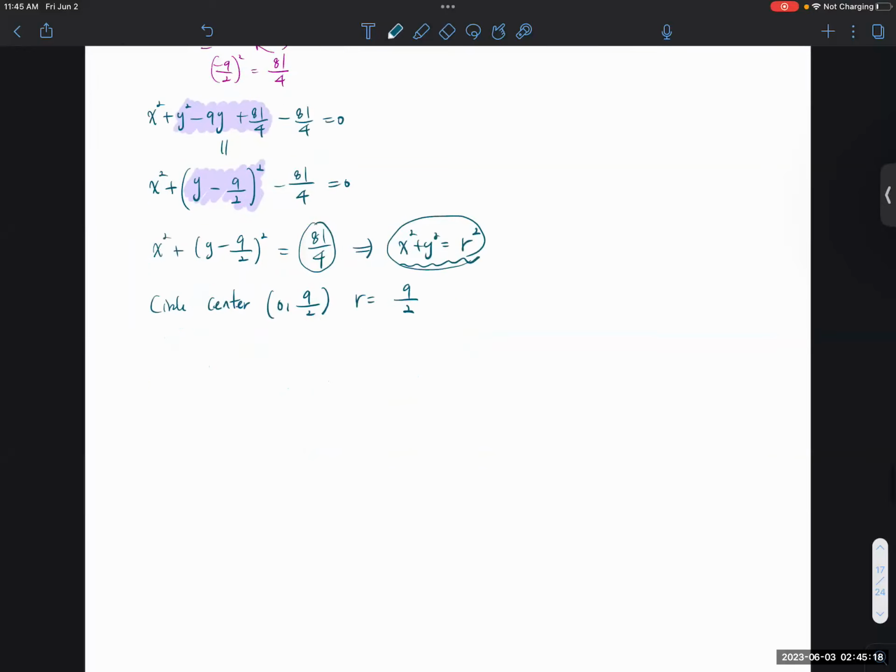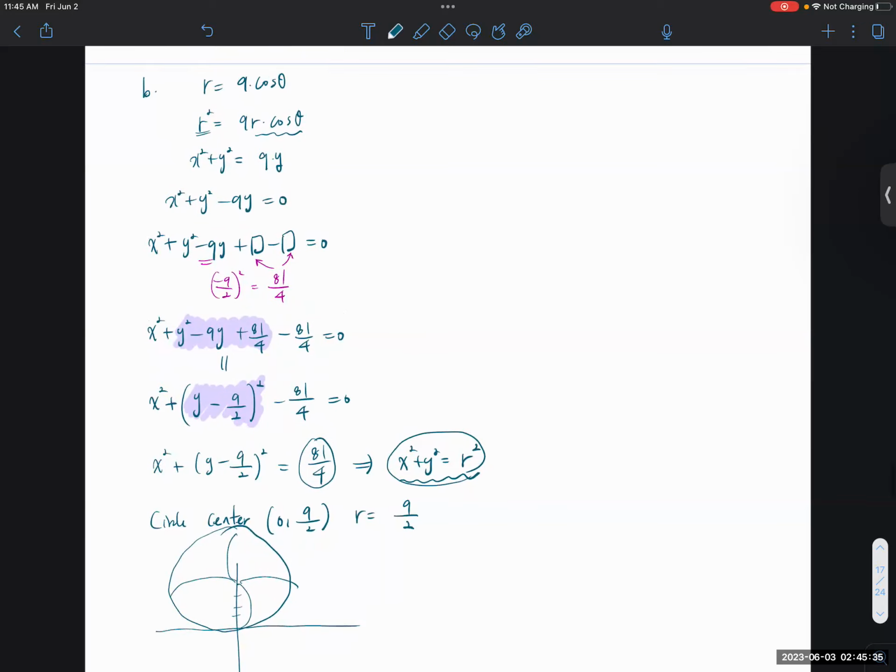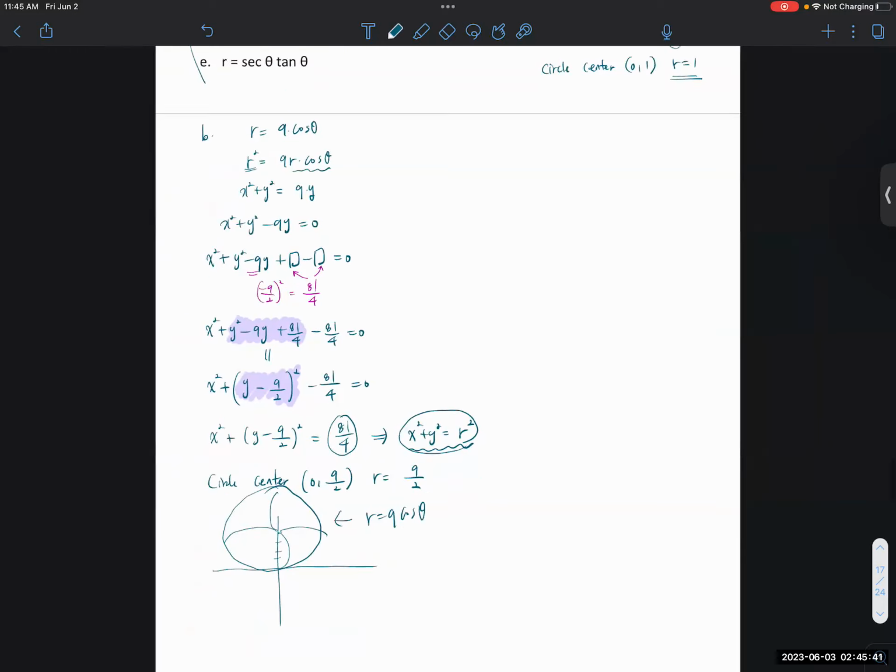So how can you graph it? The center is at 0, 4.5. From here, the radius is 4.5 again, 4.5 again, 4.5 again, 4.5 again. This is going to be the circle. And that's the graph, approximately, of r equals 9 cosine theta. Are you happy with that? You made it. I'm going to do a couple more.